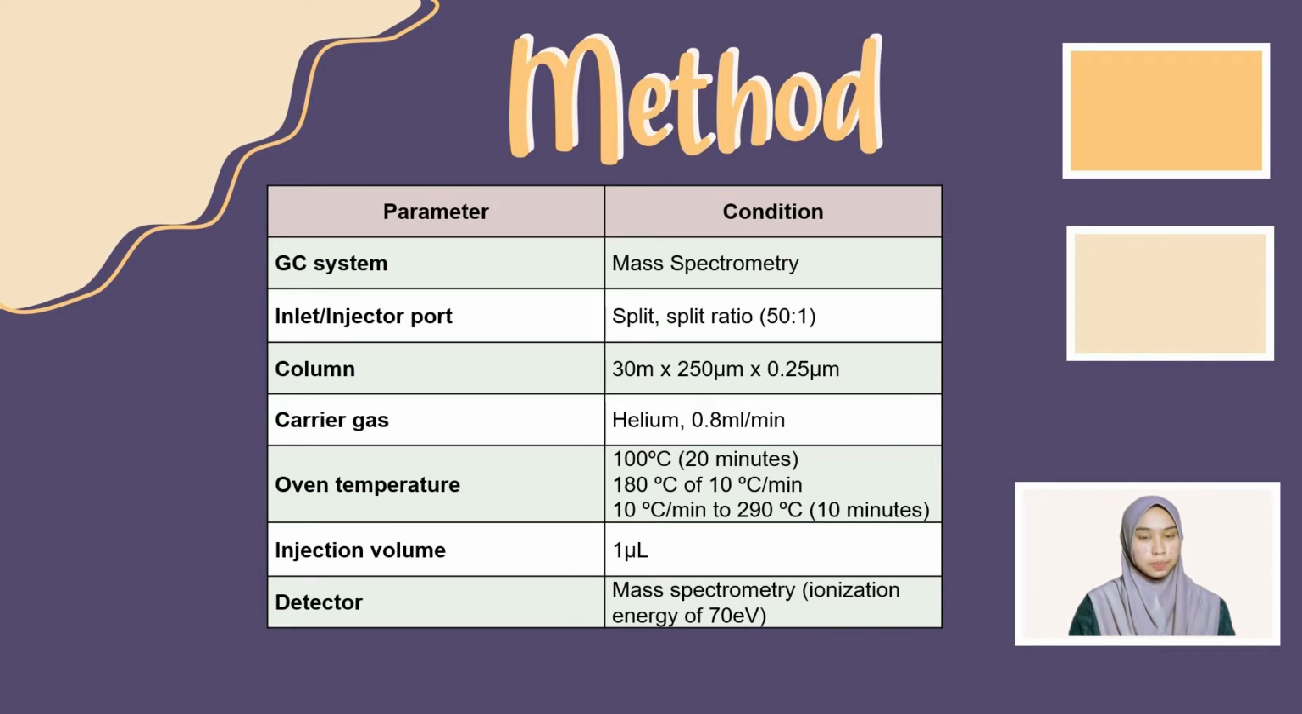Lastly, the mass spectrometry detector was operated in the positive electron impact mode with ionization energy of 70 electron volt of accelerating voltage in the ion source.